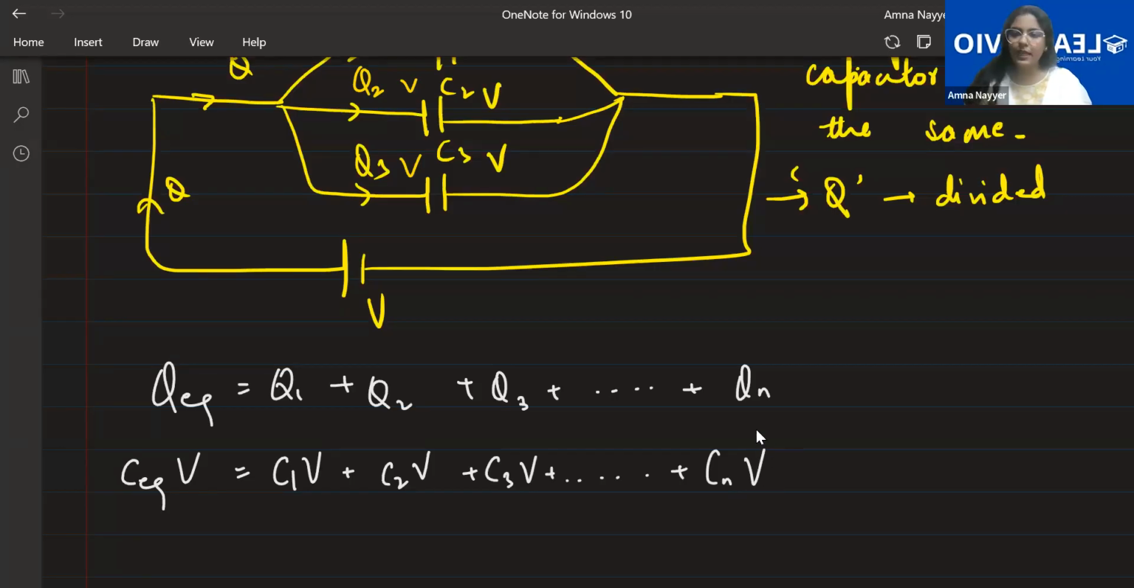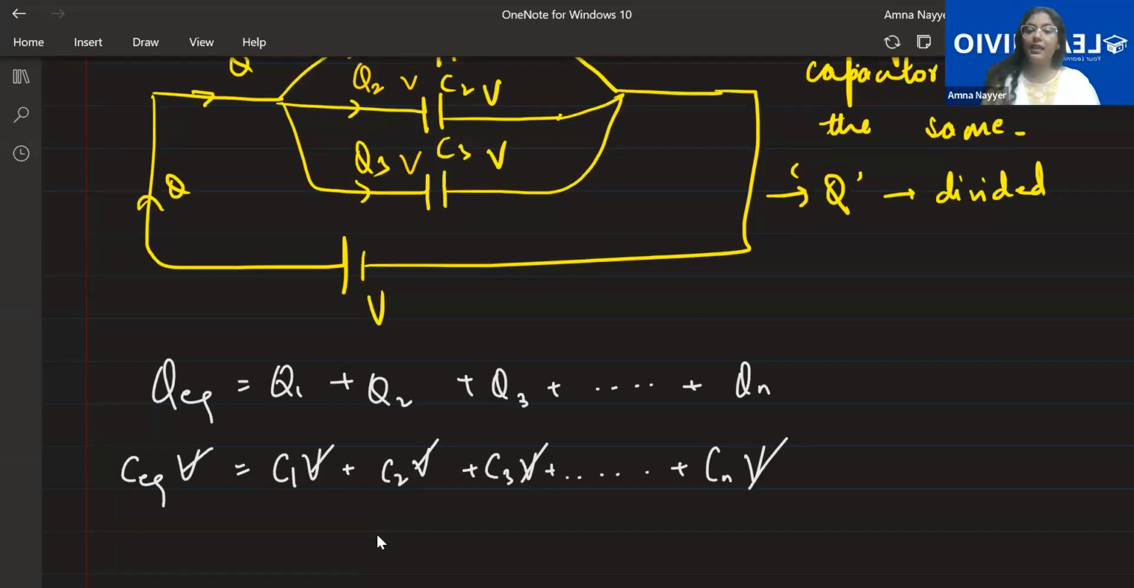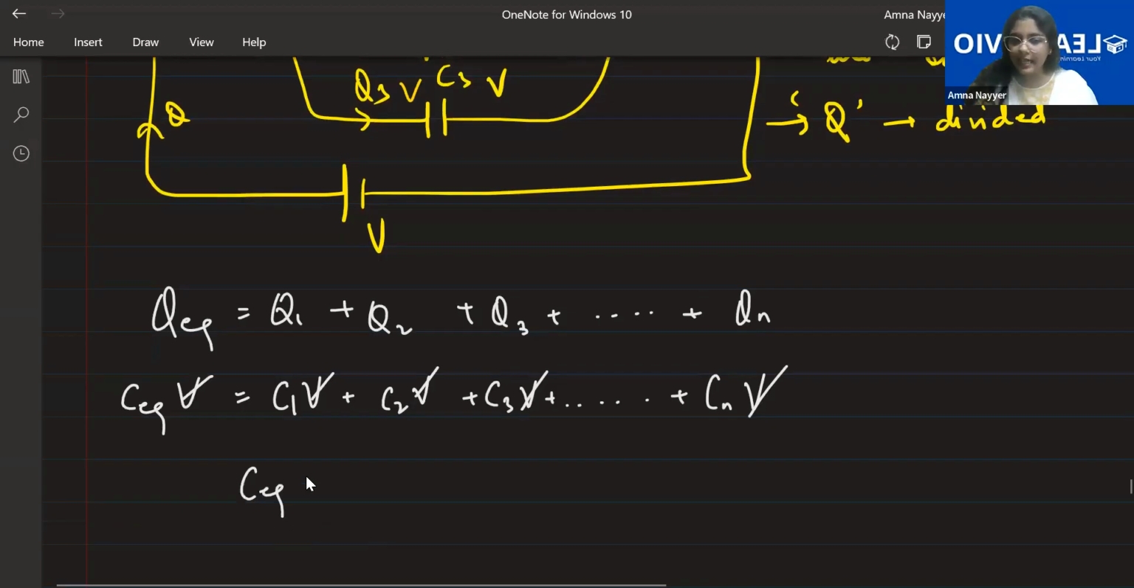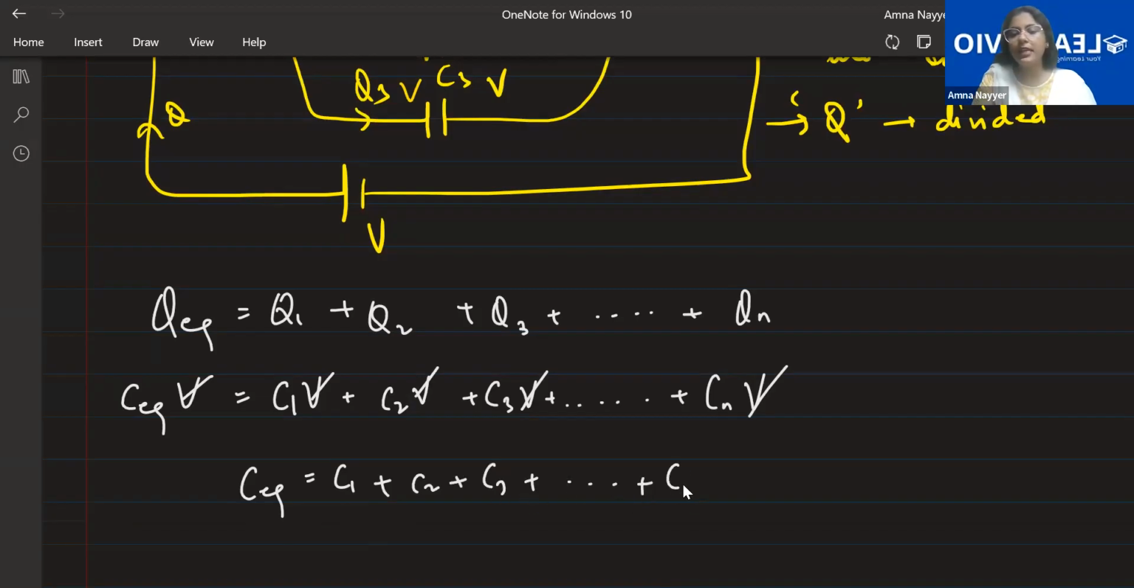All the potentials will be cancelled, right? V from here will be cancelled. So in parallel connection, you can just directly add all of it. No need to take the reciprocal, no need to put it reciprocally and add it. You don't have to do one by C. Just add C1 plus C2 plus C3 plus C4 up till Cn. This is the whole formula.